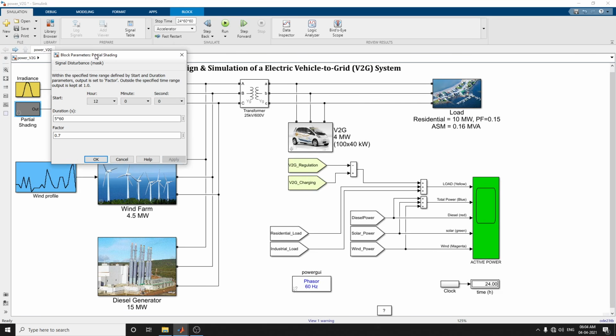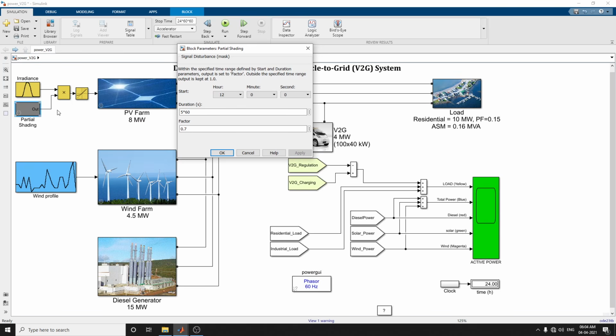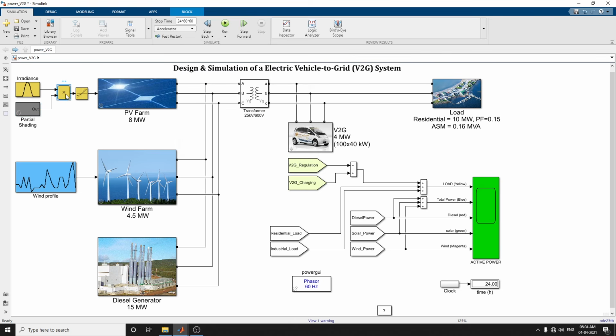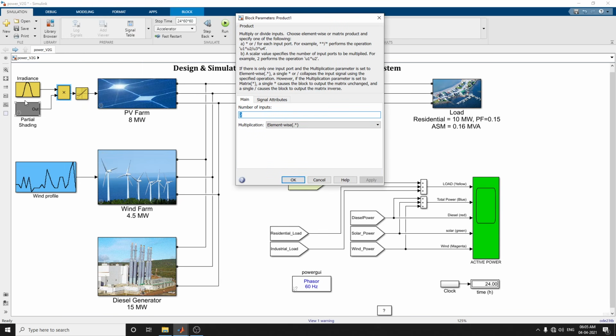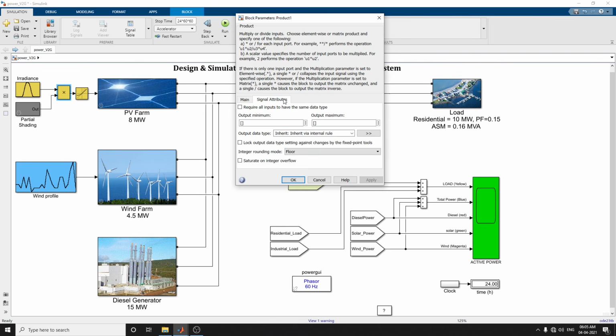In this signal block you can set the hours, the start values, the hours and minutes, the duration, and the factor as well. This is a product block. The product block is used to multiply or divide the two inputs, irradiance and partial shading. You can also set the number of inputs here. Matrix multiplication can be element-wise multiplication or matrix multiplication, and here we are choosing element-wise multiplication. Also you can apply the signal attributes and the output data types, with the value set to inherit via internal rule.